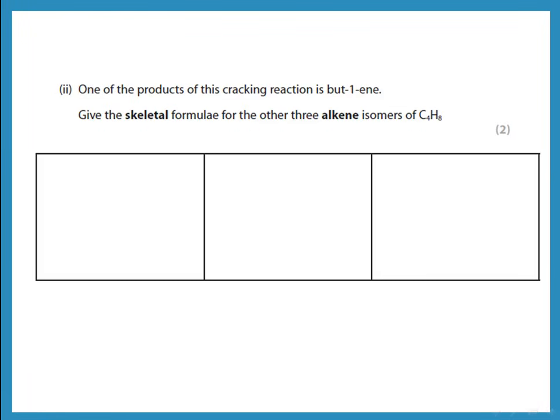Okay, one of the products of this cracking reaction is but-1-ene. Give the skeletal formula for 3 other alkene isomers of C4H8. So he's telling me to write the isomers of C4H8, and they have to be in skeletal form. So you should realize that you can have the trans or the cis of but-2-ene.